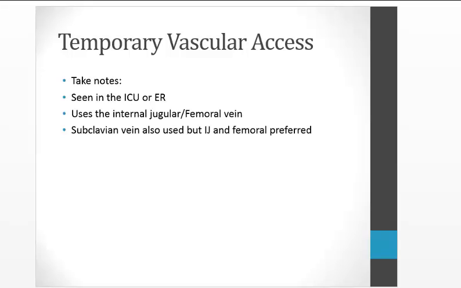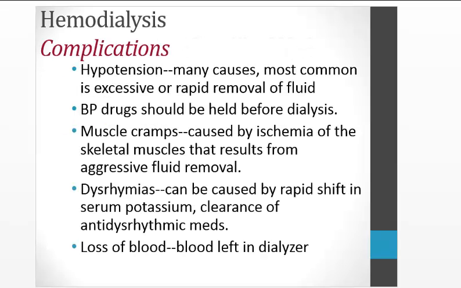use the subclavian vein, but most preferred, and according to your Lewis book, the internal jugular and the femoral vein is basically preferred over the subclavian vein, just because there are fewer complications with the IJ and the femoral sites. But again, like I said, you may see the subclavian vein typically used in the ICUs more than the IJ or the femoral areas. So let's talk about the complications of hemodialysis.